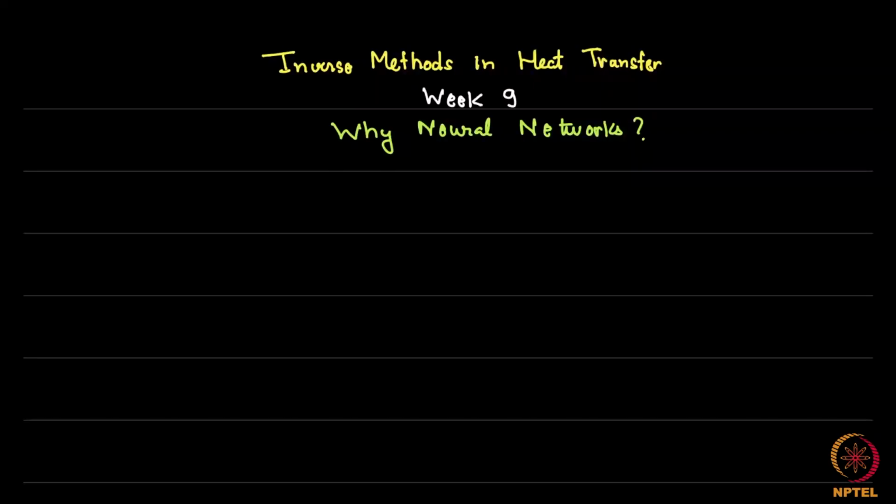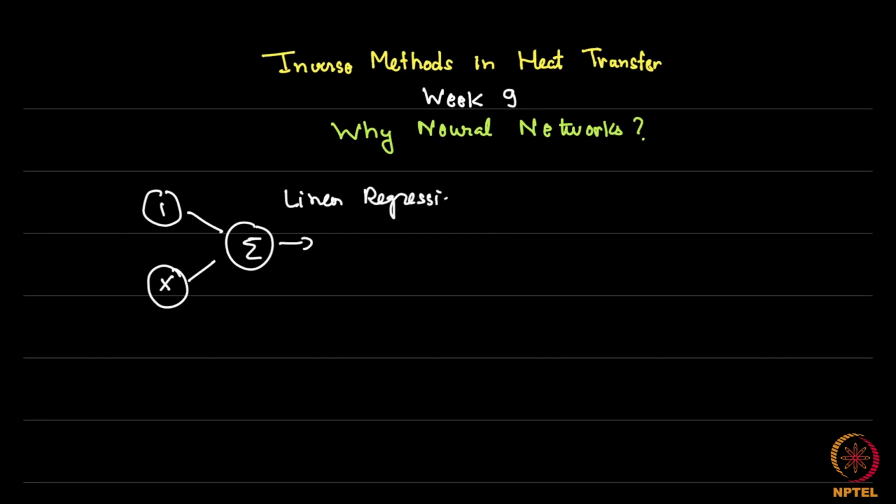Welcome back. In this final video of this week 9 of inverse methods in heat transfer, I want to give you a brief argument for why neural networks are required. We already saw that a simple network such as this is capable of doing linear regression. So that's a regression task. And a simple network like this, with just a summation and a sigmoid, is able to do classification.